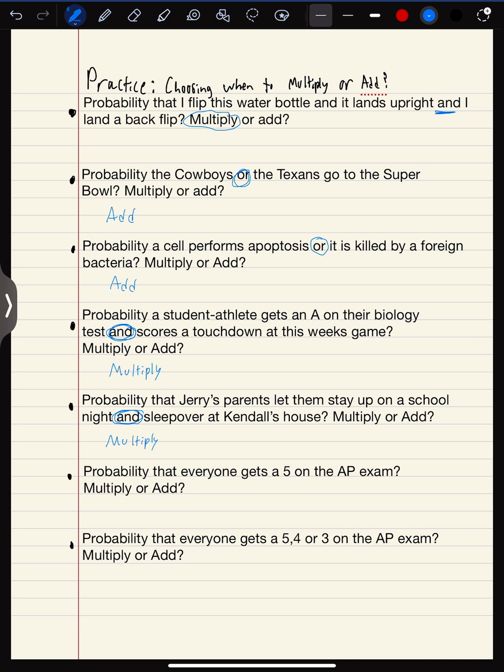Probability that everyone gets a 5 on the AP exam. Now, I didn't put and or on this one because I wanted you to have to think about this. Now, these events, do they depend on each other or are they separate? I had to think about everybody getting a 5. So that means I'm asking for everyone. That means I'm saying and a bunch of times over. So I could say the probability that Jerry gets a 5 on the test, and Kendall gets a 5 on the test, and Steven gets a 5 on the test, and Susie gets a 5 on the test. So that would be multiply.